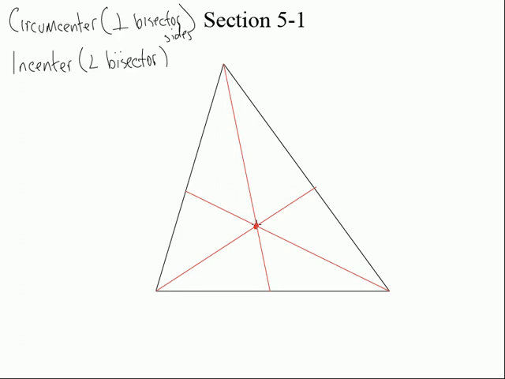Okay? But what it is, watch: it's equidistant from all three sides of the triangle. So what is the distance from a point to a line segment? It's perpendicular, isn't it? All right, so that's perpendicular here.